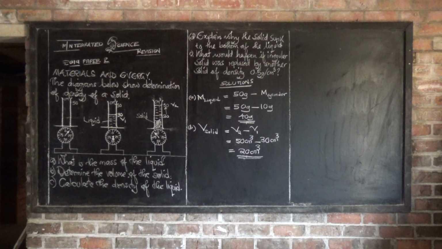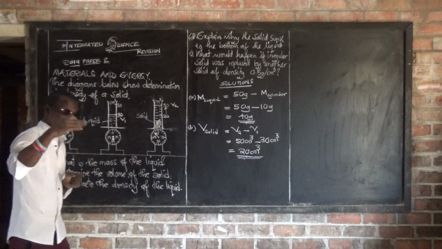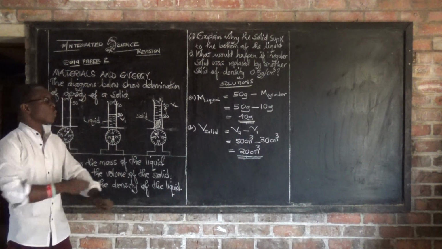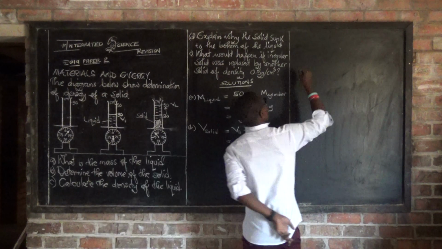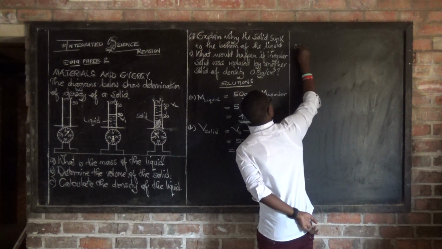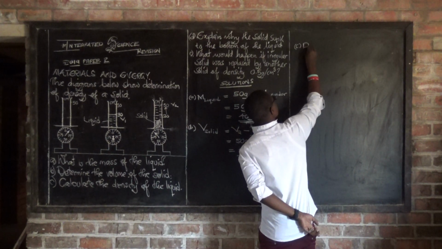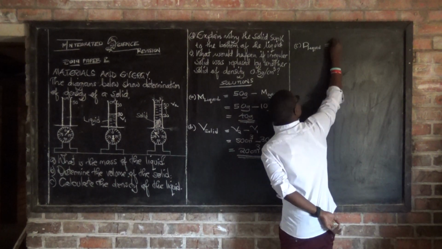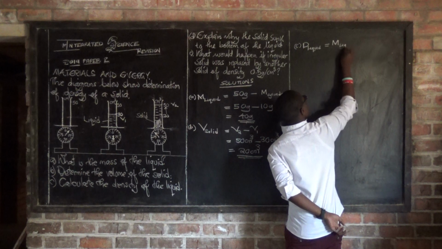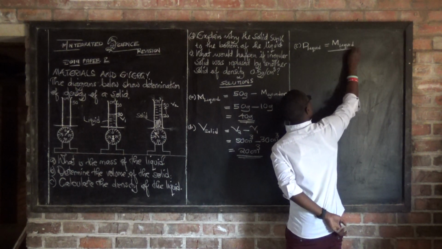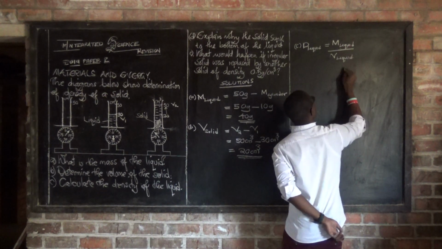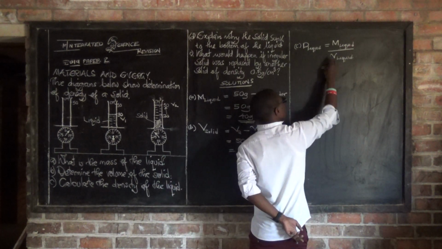Then question C: calculate the density of the liquid. Take note, they are saying density of the liquid, not density of the solid. So we are going to say, question C, D, which is density of the liquid, is equal to mass of the liquid over volume of the liquid. Are we together?